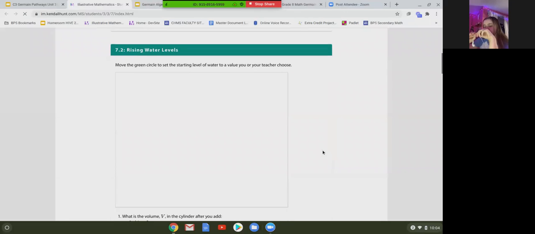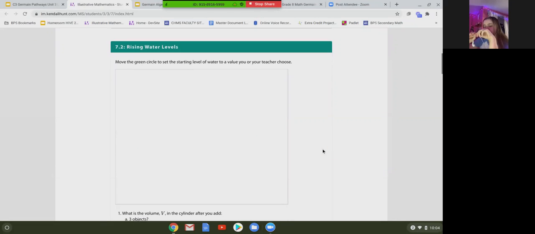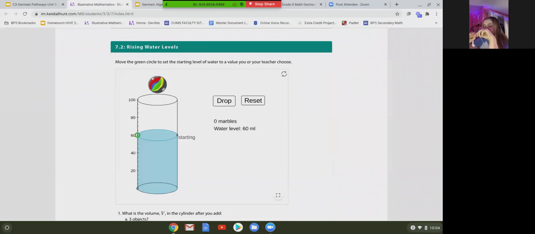So what we're going to be doing is we have a graduated cylinder. That's just a fancy word for like a glass or something that holds water. And if we look at this graduated cylinder, when we have 0 marbles in our water, how many milliliters is our water level? So when we have 0 marbles in our water, what's our water level here? How many milliliters is in our container?